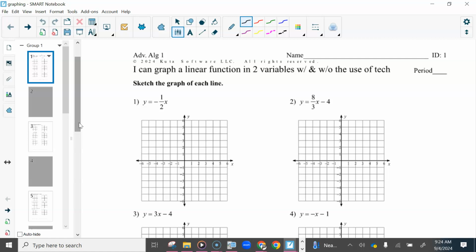If we're graphing this way, we always want to start with the y-intercept, which for number 1 is what? Not -1/2. That's not the y-intercept. It is 0. It's invisible. So that means we're going to start at 0, plot a point at 0. And then we're going to use our slope to graph.